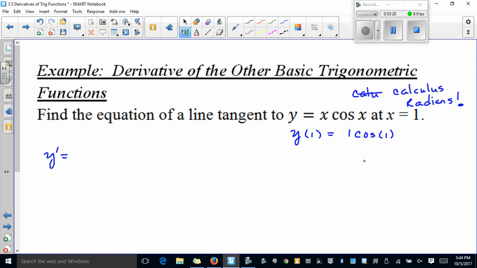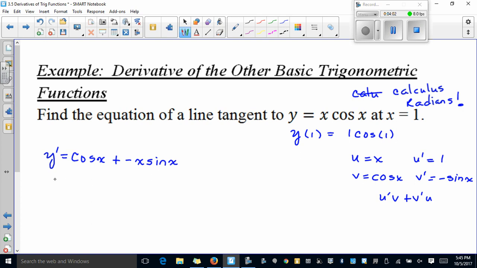So here it is, u equals x, so u prime equals 1. v equals cosine of x, so v prime is negative sine of x. If you have to keep saying it, derivative of sine is cosine, derivative of cosine is negative sine. Got it. And then it's u prime v plus v prime u. So my derivative here is going to be cosine of x plus, and then go this way, that's a negative, negative x sine of x.